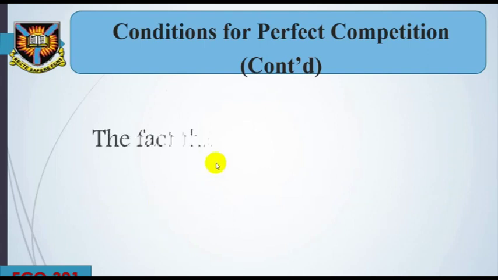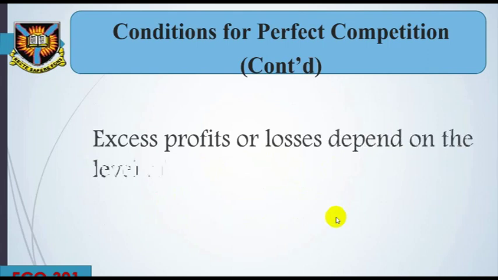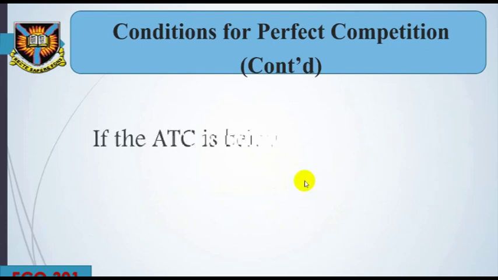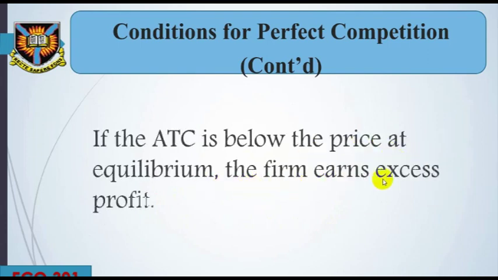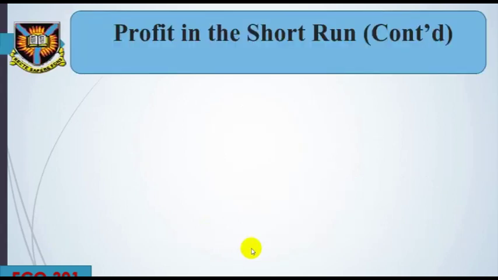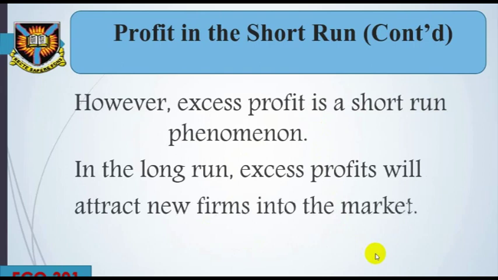The fact that a firm is in short-run equilibrium does not necessarily imply that it makes excess profits. Excess profit or losses depend on the level of the ATC at equilibrium. If the ATC is below the price at equilibrium, the firm earns excess profit. On the other hand, if the ATC is above the price, then the firm makes a loss. However, in the latter case, the firm will continue to produce if it covers the variable cost, otherwise it will be forced to close down.